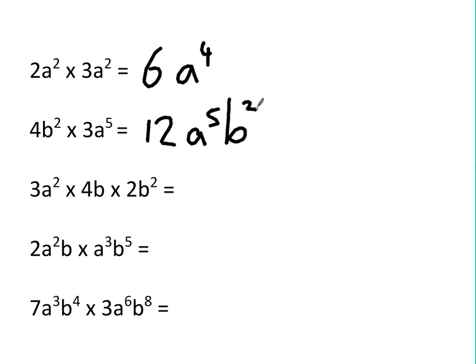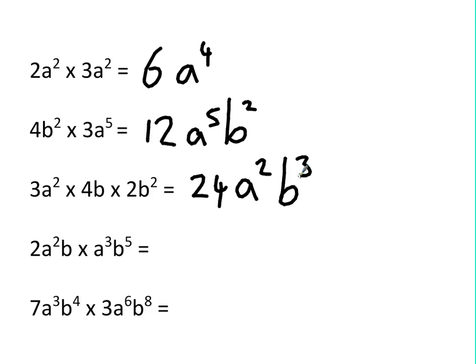Third question. Again, do the numbers first. 3 times 4 times 2. Well, that's going to be 24. Then start with the a's. We've just got an a squared. We've got a b and a b squared. Now, if you think about it, you're going to have b cubed overall in that situation, so your final answer there is 24a squared b cubed.